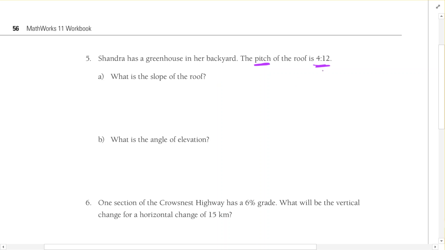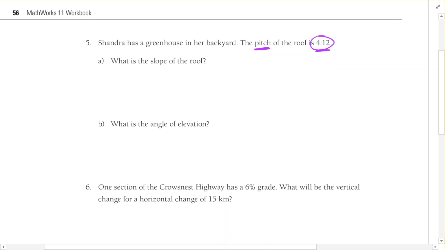Or don't even write it as a decimal. We'll just do it as a fraction. So what's the slope of the roof? So instead of 4 over 12, can you simplify that a little bit, just in simplest terms there. So that's for part A. So go ahead and do that now.